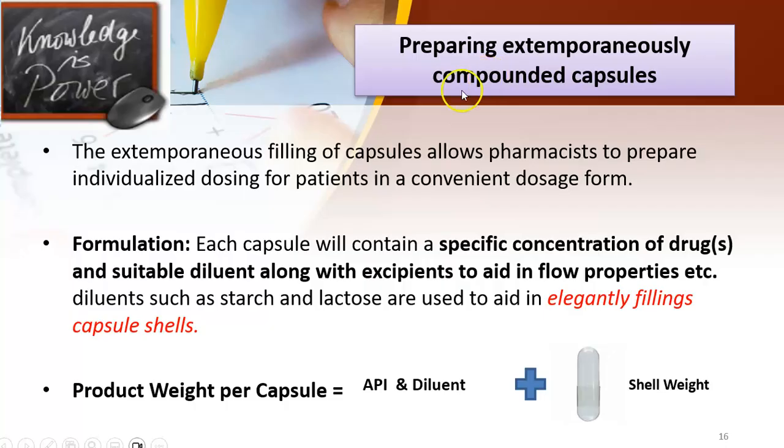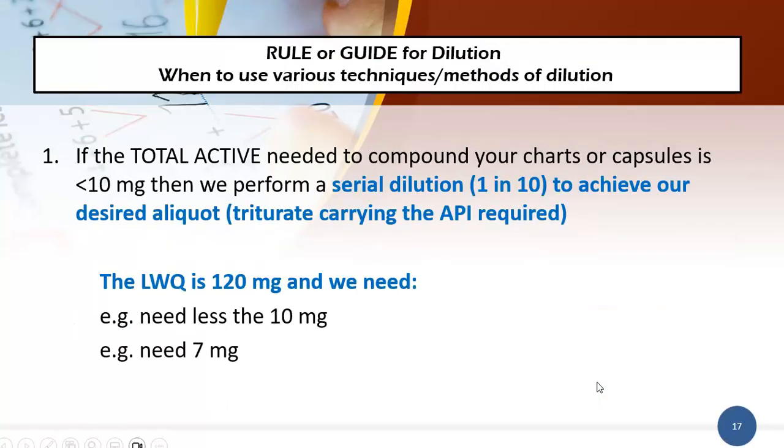Now, when you prepare the capsules, it's important to recognize that the weight per capsule is the last step of the calculation, which is the API, whatever the API source is, whether it's a triturate, a pure powder, or a tablet powder, which is tablets crushed into powder form, plus the diluent. And to get the weight of the capsule, you have to add the weight of the shell. So whenever we give you the data table, you'd always see the weight of the empty shell in the information. Please review how to make triturates because it will come in making capsules and making charts.